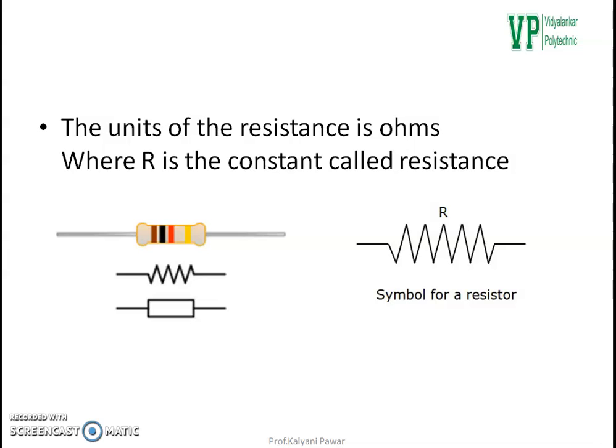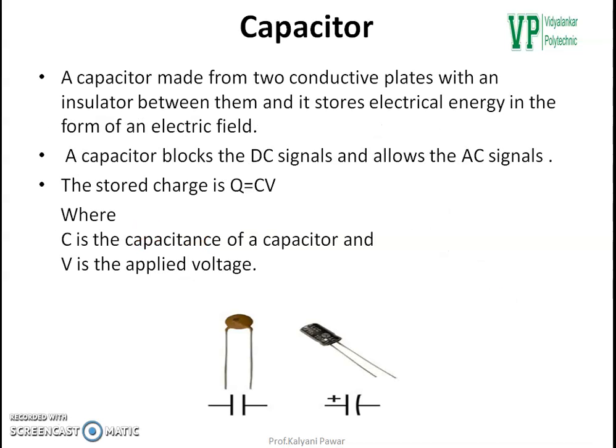The unit of the resistance is ohms, where R is constant and is called as resistance. Figure shows the symbol of a resistor.